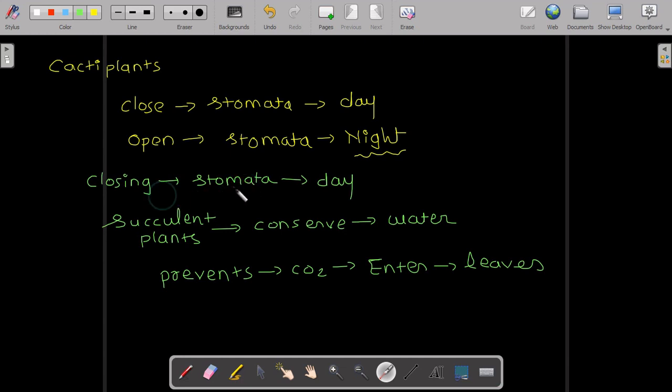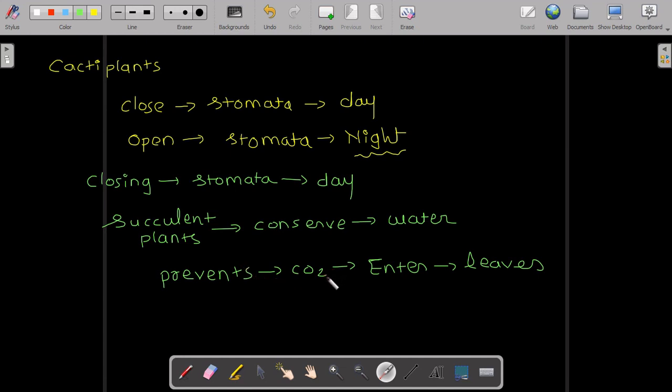So there is closing of stomata during day, which results in the succulent plants conserving water. They are able to save water because their stomata are closed during day. But this closing of stomata at daytime also prevents carbon dioxide entry into the leaves. The leaves cannot take up carbon dioxide because during daytime the stomata are closed. So yes, they save water but they also prevent the carbon dioxide entry.